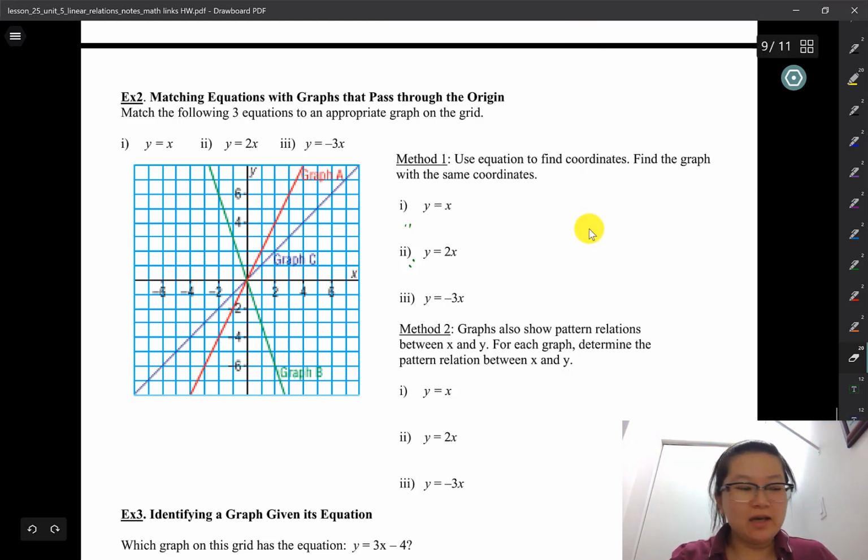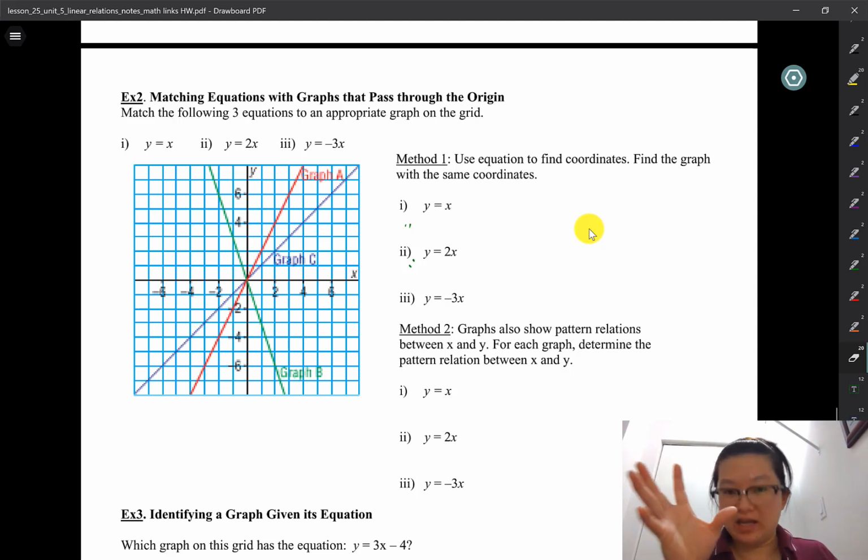In this video, I am going to show you this exact same lesson but using the slope y-intercept method here. So let's get started right away.